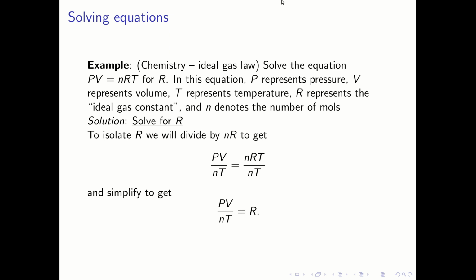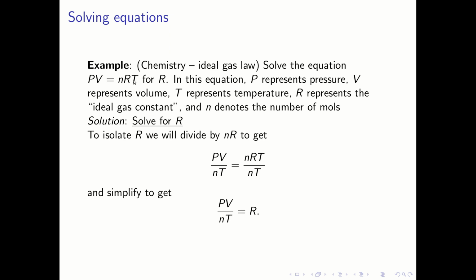So here's another example of solving an equation. This is the ideal gas law from chemistry, PV equals nRT, and I want to solve this for R. Now, in this equation, all these letters mean something. P is the pressure, V is the volume, n is the number of moles of the gas, R is the so-called ideal gas constant, and T is the temperature.